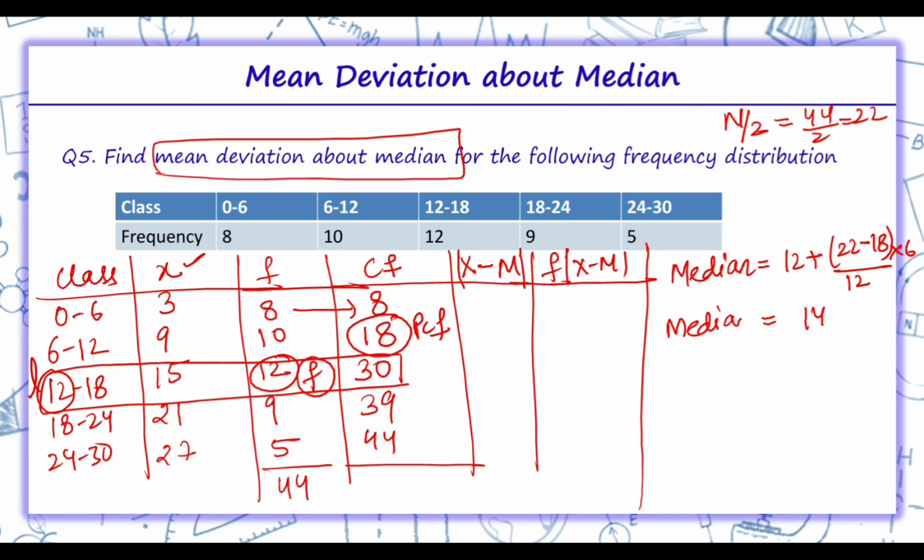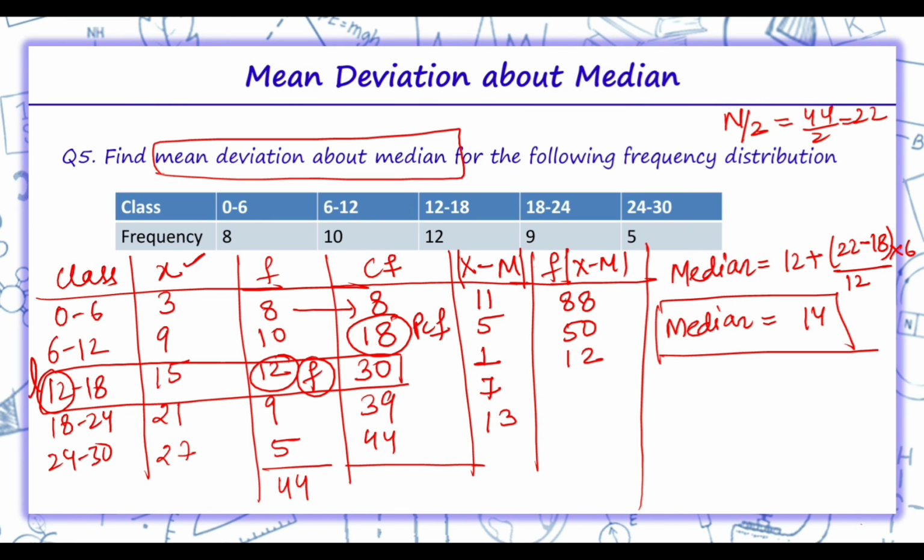So the value of the median is 14. Now x minus median: 3 minus 14 gives 11, 9 minus 14 gives 5, 15 minus 14 gives 1, 21 minus 14 gives 7, 27 minus 14 gives 13. Now we'll multiply f into mod of x minus m: 8 into 11 is 88, 10 into 5 is 50, then 12, then 63, then 65. So what is the sum? It is 278.